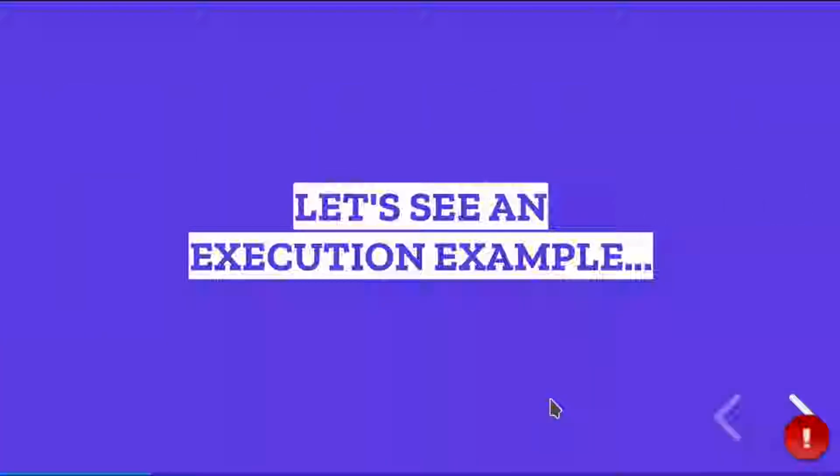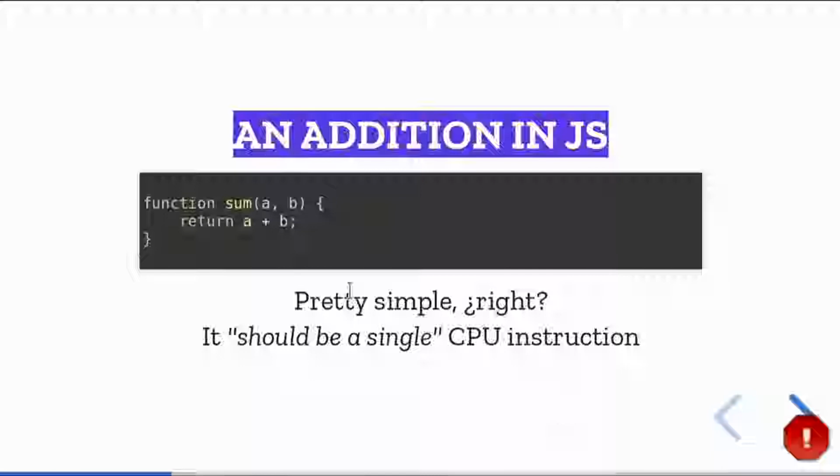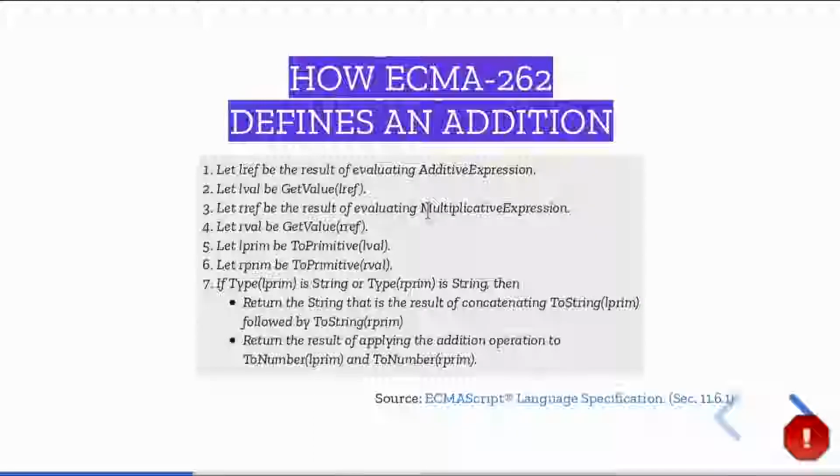OK, let's see an execution example. For example, this is a small function in JavaScript that usually everybody who starts learning a language writes. It's just an addition. If you see, it has just two operands, A and B, and it should return the sum of both values. You may think, OK, this is pretty simple. It should be executing one single CPU instruction because all CPUs have a sum operation. But it doesn't. It's not as simple as it looks, because in JavaScript there are many steps involved. Just for this addition, these are the steps that it has to do.